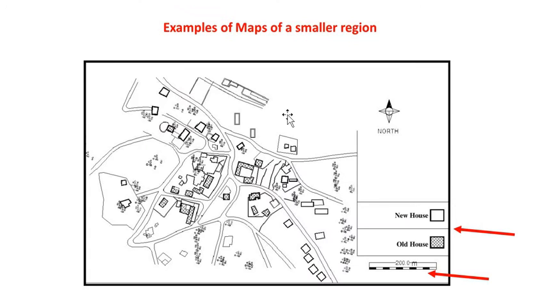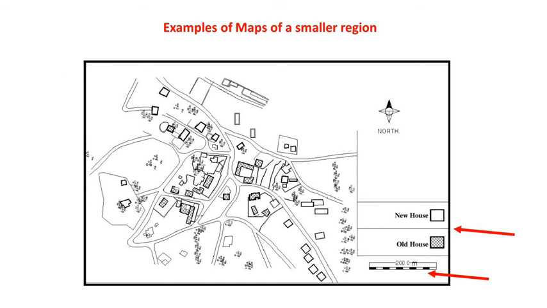Fine. Now let us look at yet another example of a smaller region, but this time see the difference. New house and old house, the distinction is made, and also see the scale. This is what I am saying. Two important points. One is regarding the type of the houses. See the boxes with cross marks and the open boxes.